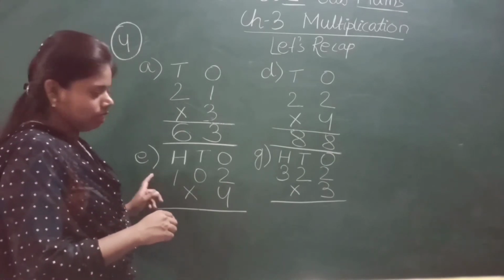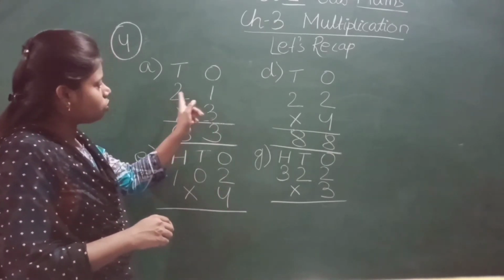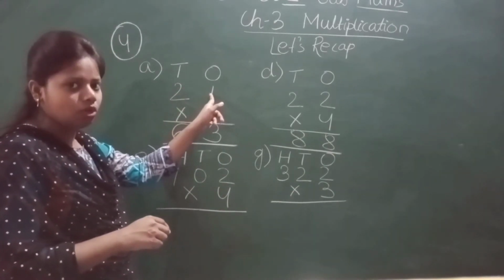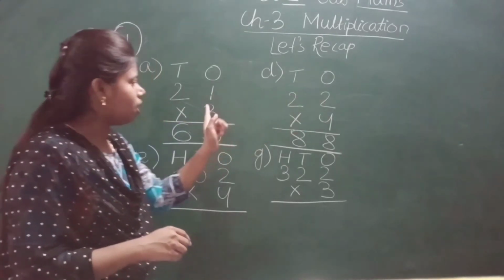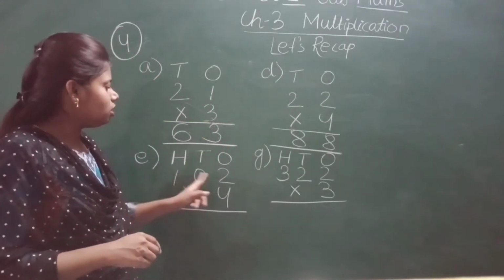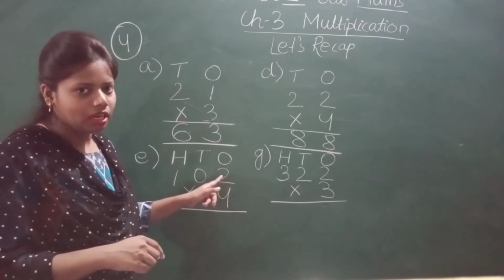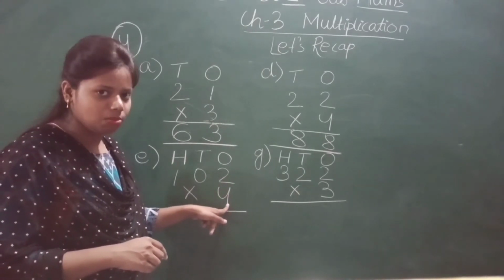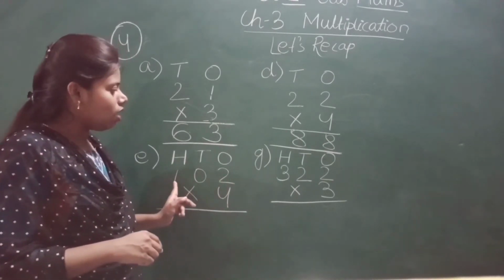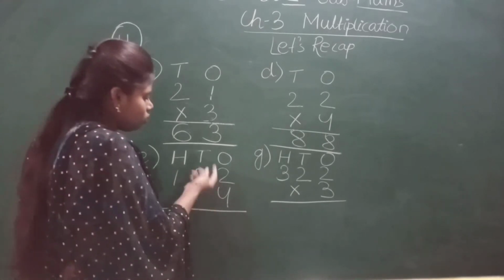Now see here, number E. This was 2 number 1, 2. Okay, 2 digit number multiplying with 1 digit number. Here the 3 digit number is the multiplicand. Okay, and the multiplier is a 1 digit number. Now how to multiply? Let's see. It is also easy.